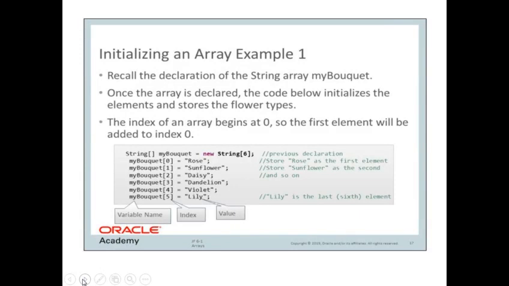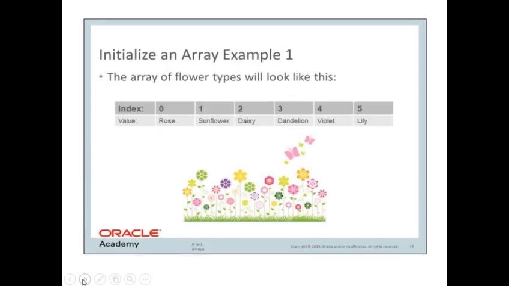Initializing an array example 1. Recall the declaration of the string array myBouquet. Once the array is declared, the code below initializes the elements and stores the flower types. The index of an array begins at 0, so the first element will be added to index 0. The array of flower types will look like this.